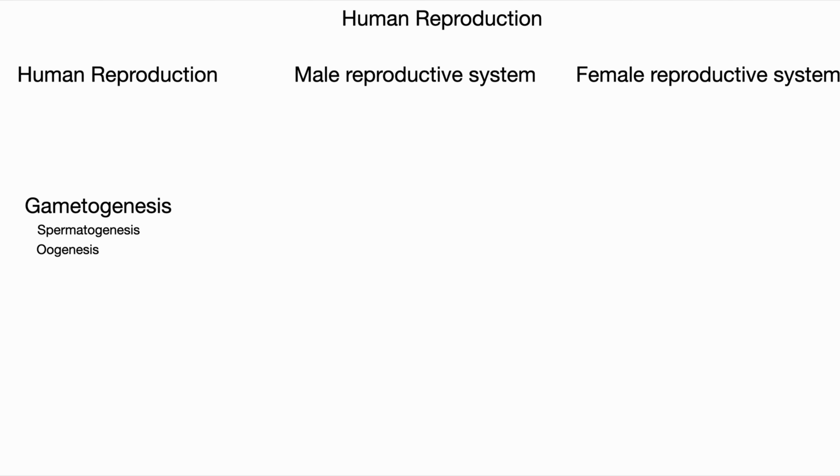If you see the head, inside the head there is an elongated nucleus. How many chromosomes will be there in this nucleus? 23. That is a haploid nucleus. The anterior portion of the nucleus is covered by a cap-like structure that is called acrosome. Zome means body. This acrosome contains enzymes. What is the use of these enzymes? These enzymes are used during the fertilization of the ovum. We will see that soon.